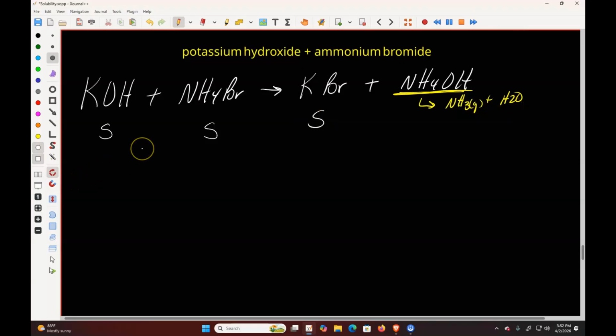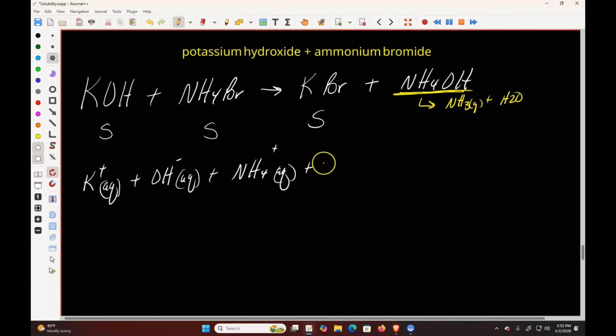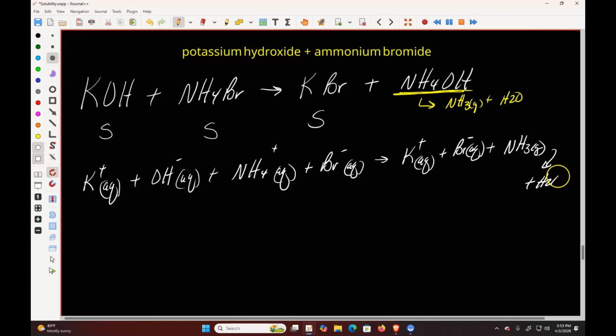So I would have potassium aqueous plus hydroxide aqueous plus an ammonium aqueous plus bromide aqueous to produce potassium aqueous plus bromide aqueous plus ammonia gas plus water liquid.